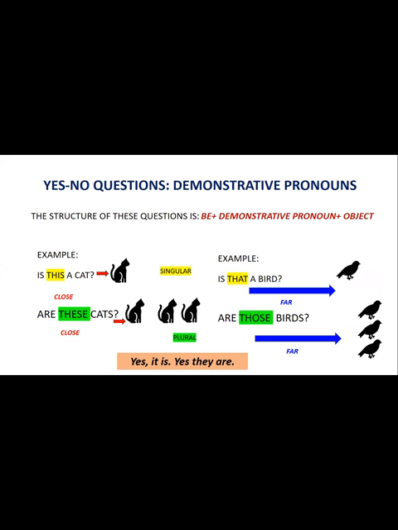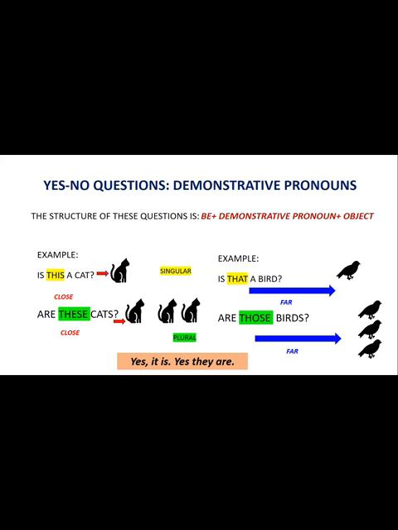Okay, excellent. Thank you. Now, what happened with the yes/no questions with the demonstrative pronouns? If you see here, the structure of these questions is be plus the demonstrative pronoun plus object. So look here, the example. Is this a cat? I no longer say is it, I say is this a cat? Because the cat is near to me. Look, the cat is close to me. Let's imagine that the arrow is my hand.